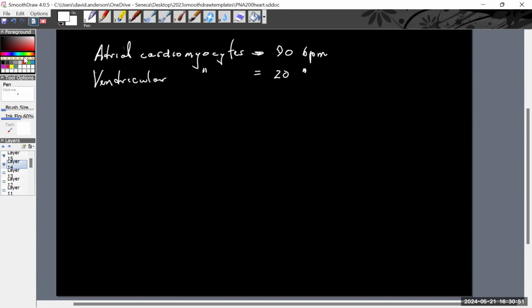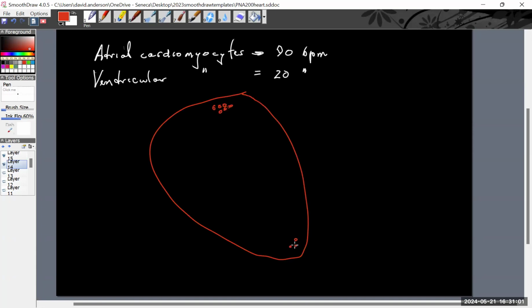So if we looked at our heart, and we have cells up here going at 90 beats per minute, and cells down here going at 20 beats per minute, and this is autorhythmicity, in other words, they're beating on their own accord, we've got a little bit of a problem with respect to ensuring we get one-way blood flow through those 4 chambers. Does that make sense? Do you see where we might have a problem?